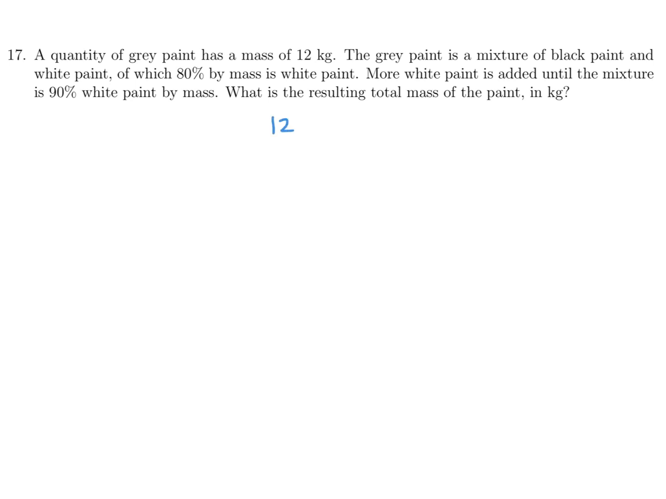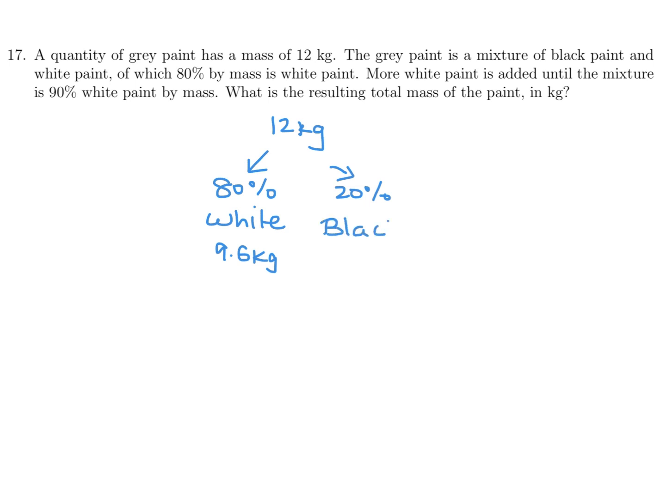So we start off with 12 kg, and 80% of that is white paint. So 80% of 12, I believe, is 9.6 kg. And the remaining 20% is the black paint, and that is 2.4 kg. Okay, so at this point, they're saying they're going to add some additional paint to make the percentage of white paint increase to 90. Now, I don't know how much that is, but it's x, let's say.